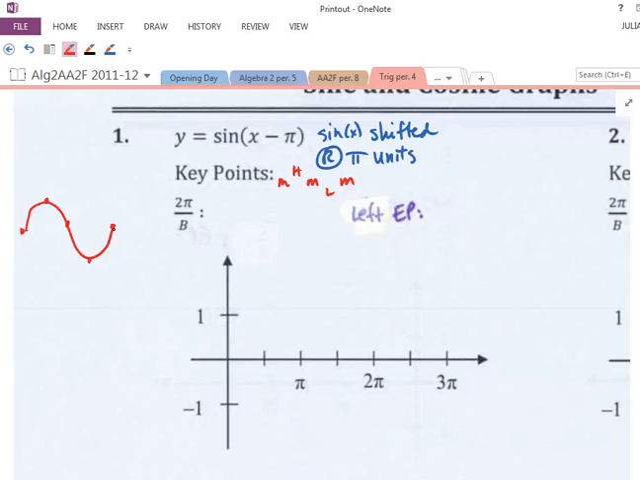Cosine is going to be a little different. All right? 2 pi over b. Why are we doing 2 pi over b? Because we want to know what the period of the graph is. We want to know how long the cycle is. What's b in this one? Where's your b at? Where's your b?